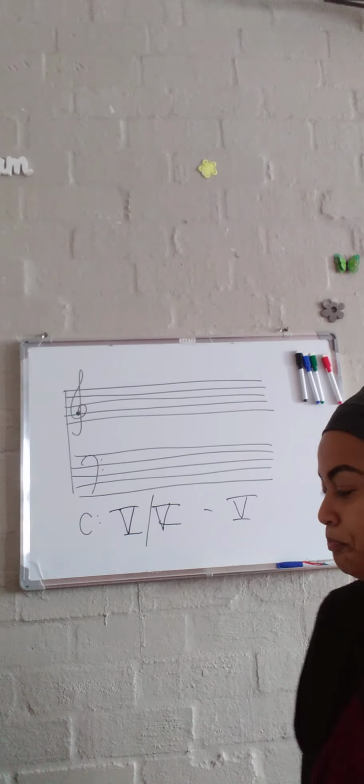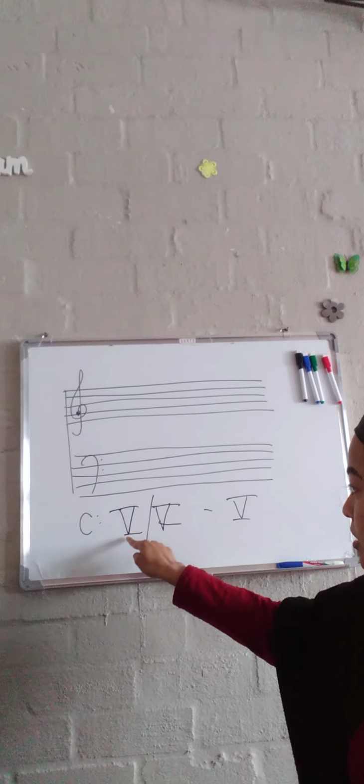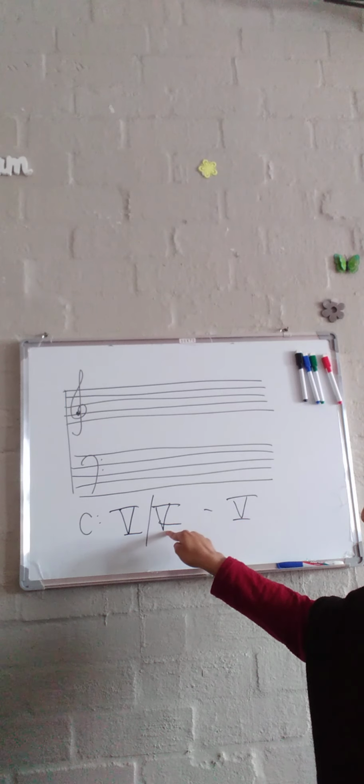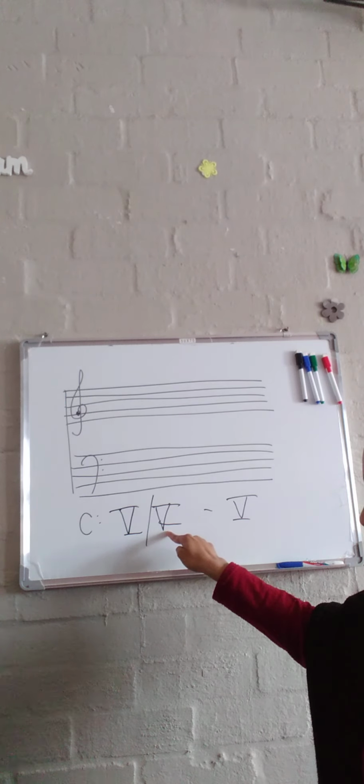So as you can see, this is V/V. This slash is known as "of" in music. What the harmonic analysis is implying is that this dominant is a dominant function of the key that it's modulating to. And this key that it's modulating to is this. All right? So let's start on the first step.